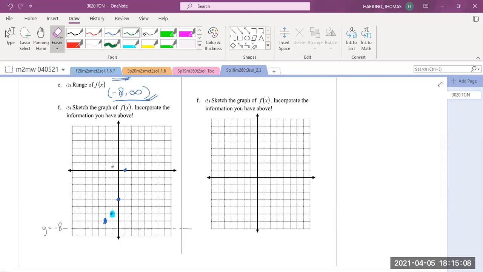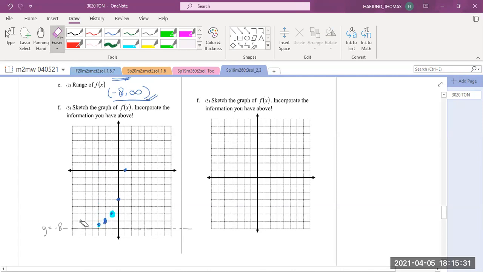How about the new location of -1, 1/2? 2 units to the left, 8 units down. 1, 2, 3, 4, 5, 6, 7, 8. Here. So the new location is here.